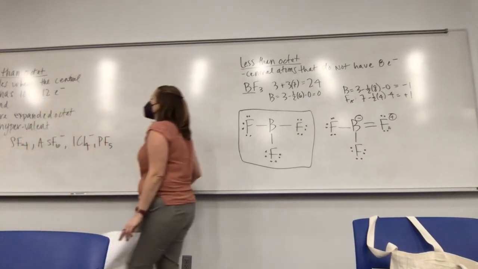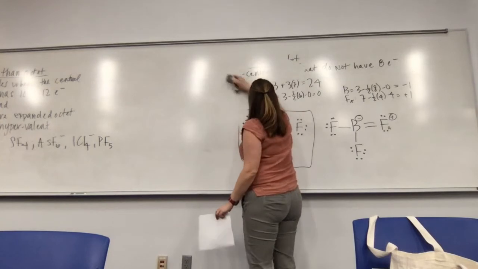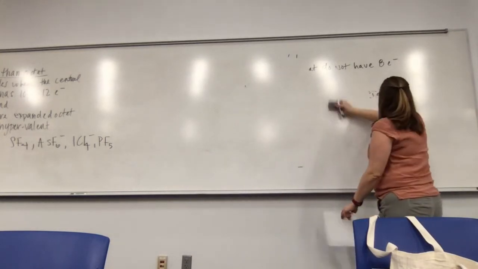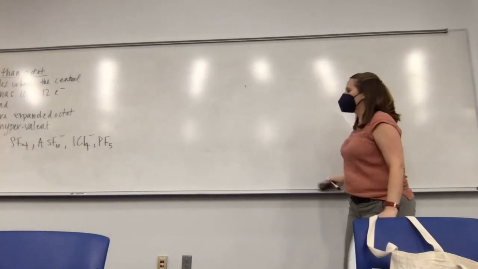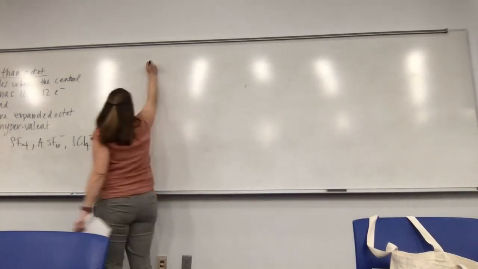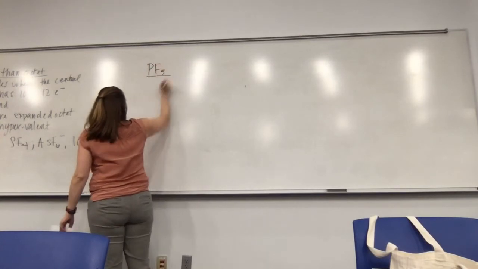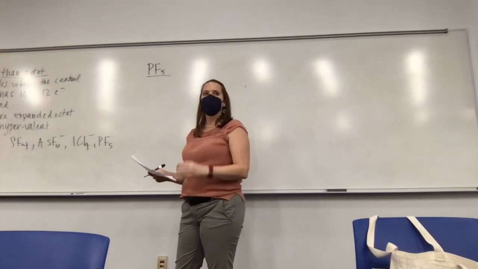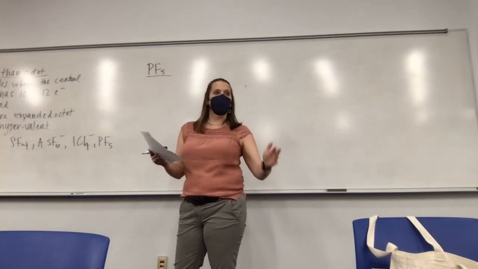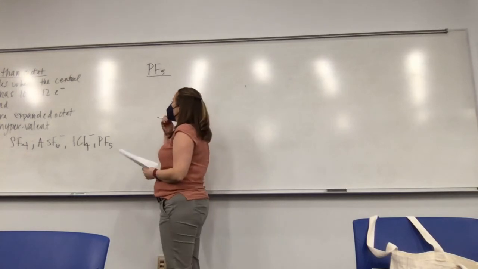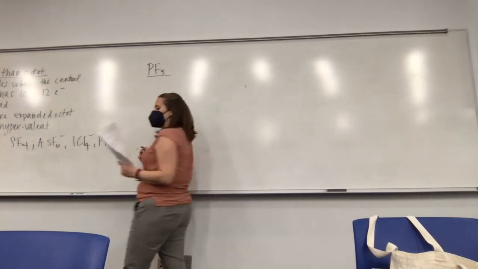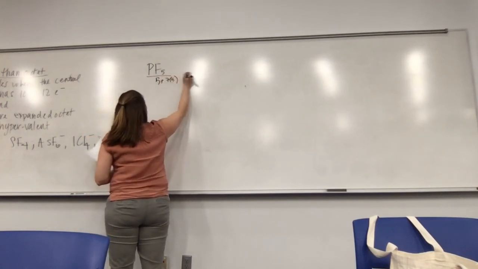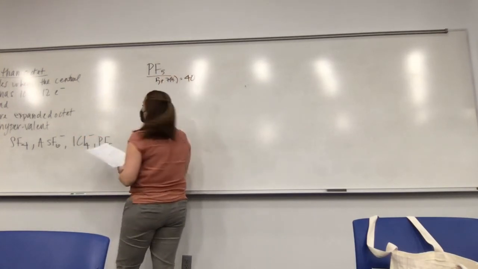So let's look at some of these examples. First we're going to start with PF5. First of all, we know for PF5, there are 5 things connected to our central atom of phosphorus, which tells us we're already over octet. So we can do the same Lewis dot structure rules that we've looked at, where we have 5 plus 7 times 5, which is 40. So we have a lot more electrons.